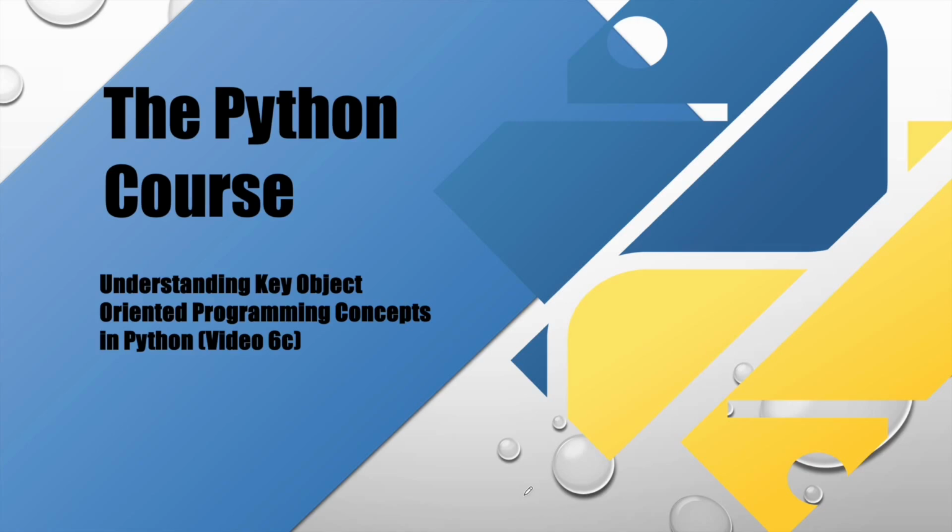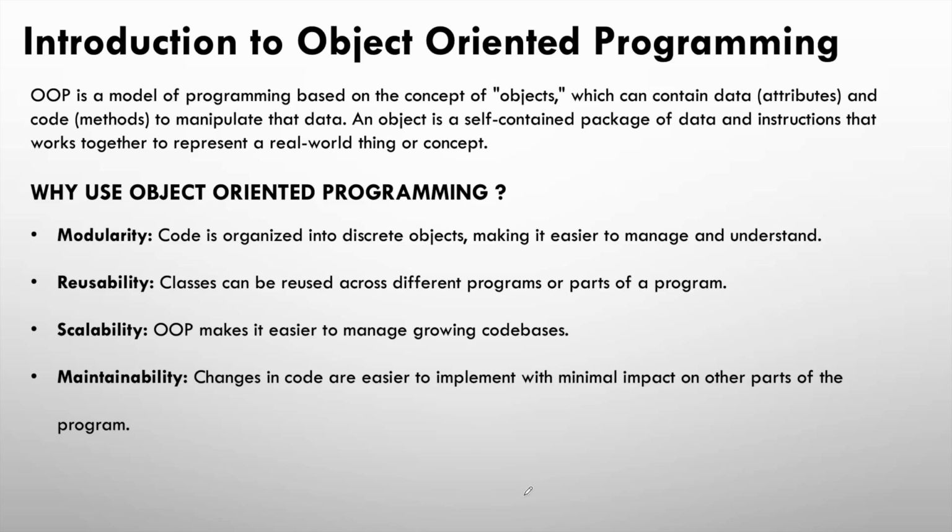In this video, we're going to be understanding the key concepts of OOPS. Object-oriented programming, otherwise known as OOPS, is a model of programming based on the concepts of objects, which can contain data and code to manipulate that data. An object is a self-contained package of data and instructions that works together to represent a real-world concept or thing.